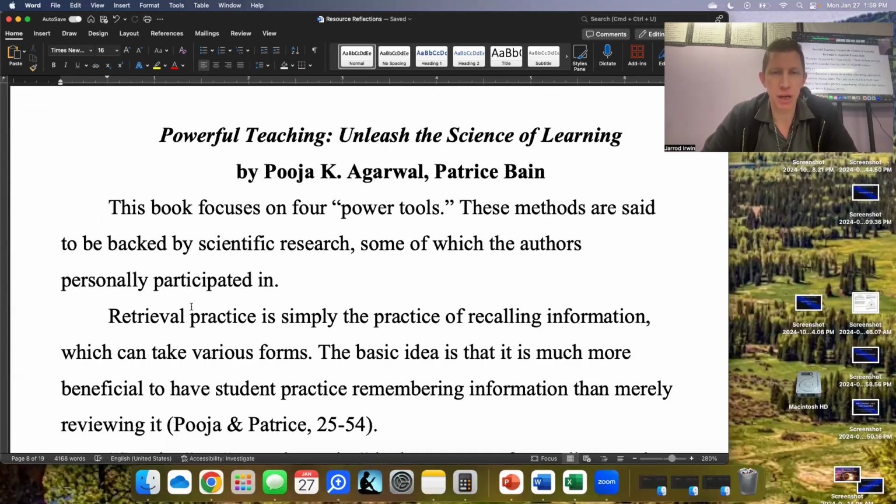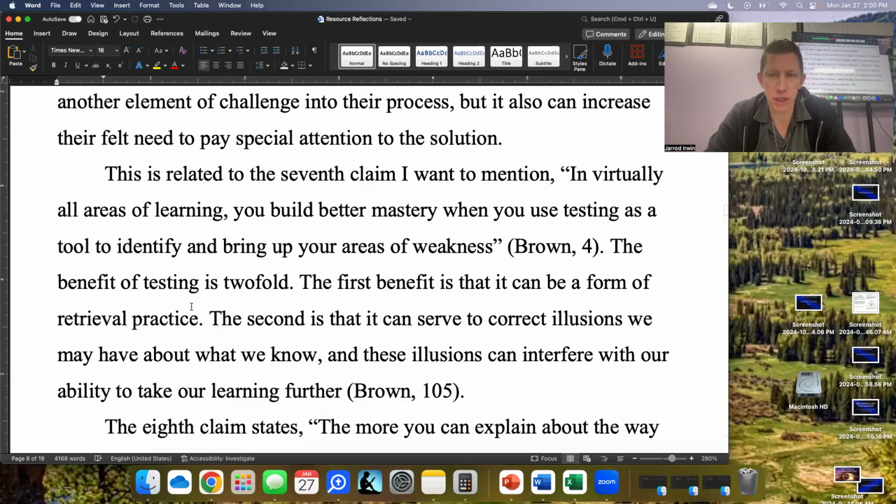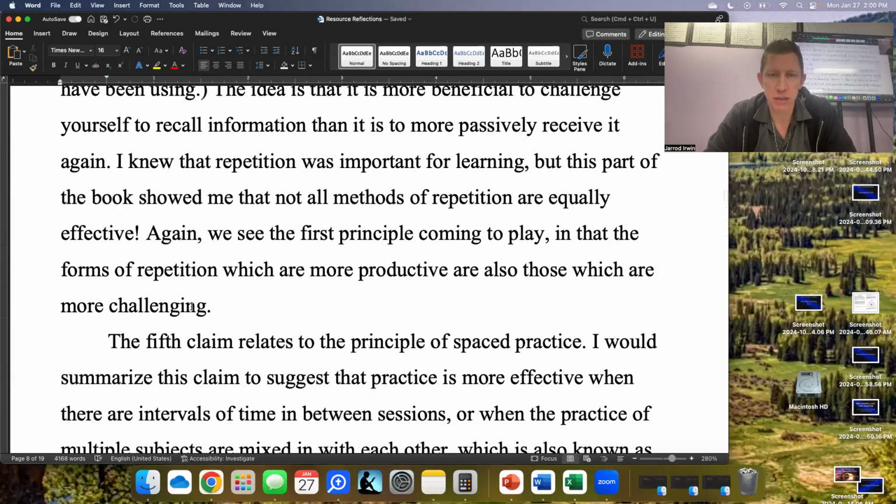And this next book overlaps with the last one. So this next one's called Powerful Teaching: Unleash the Science of Learning. What was the last one called? Make It Stick.